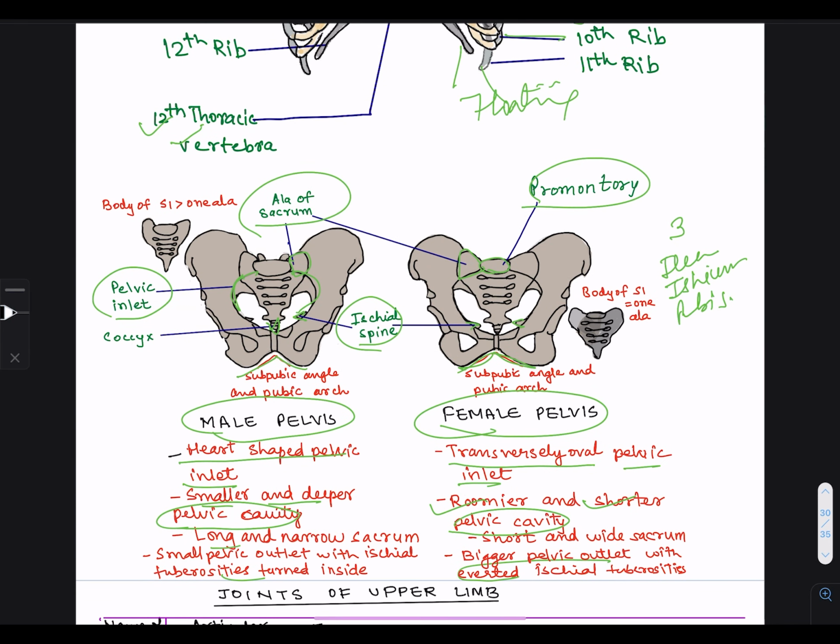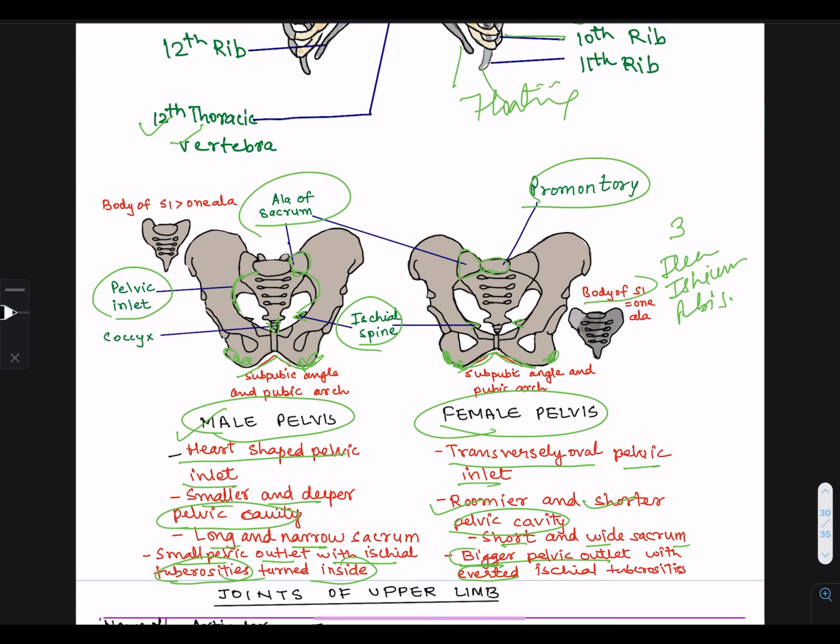The sacrum is long and narrow in males, while the sacrum is short and wide in females, and in male pelvis, small pelvic outlet with ischial tuberosities turned inside. Ischial tuberosities are found here. They are turned inside. If they are turned inside, the outlet will be further smaller. While in female pelvis, the pelvis is big with everted ischial tuberosities. Ischial tuberosities are everted and the pelvis is big. Outlet is big.